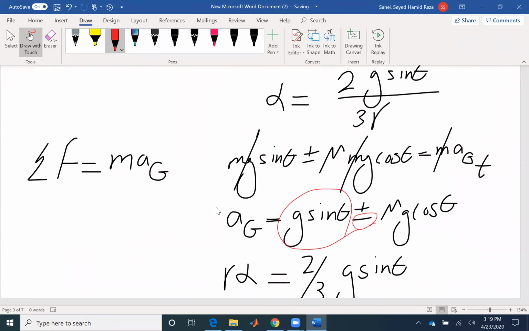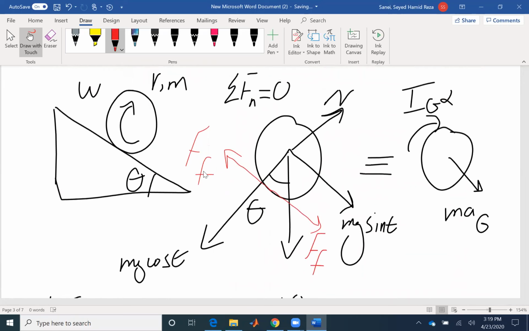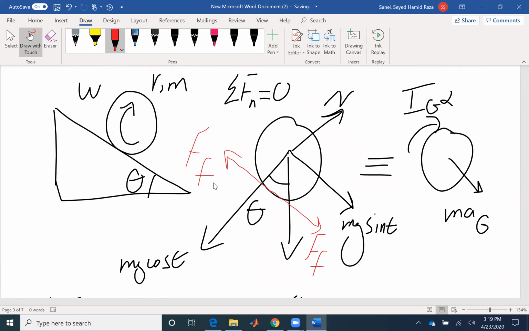So for a disk that is rolling down an inclined surface, the friction force would be acting up. But now let's look at the problem and say, what if the disk is rolling up? Everything is the same, but the disk is rolling up.